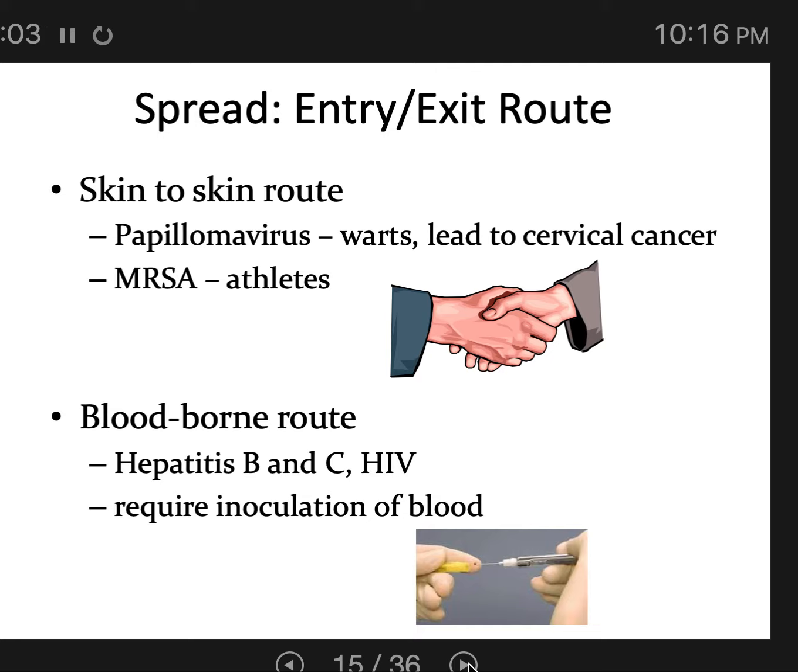Malaria also is moved through the blood-borne route, right? But through a biological vector, but it still requires direct blood mixing. So the blood of one host with the pathogen is mixed with the blood of the person who's receiving the pathogen. So that's the blood-borne route. So skin-to-skin route, blood-borne route.